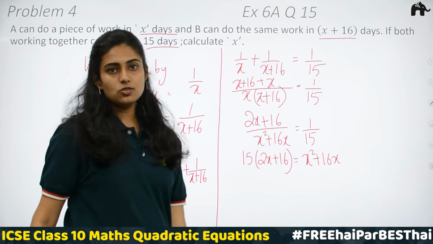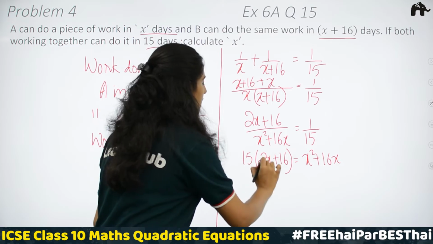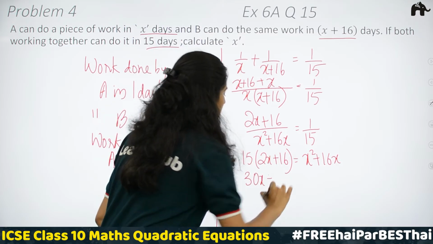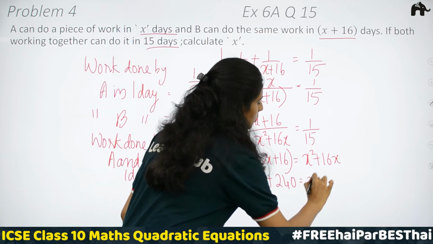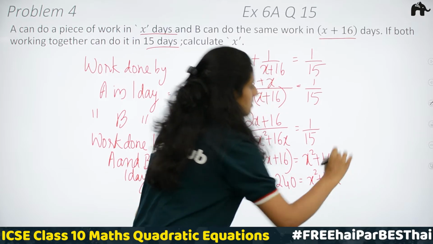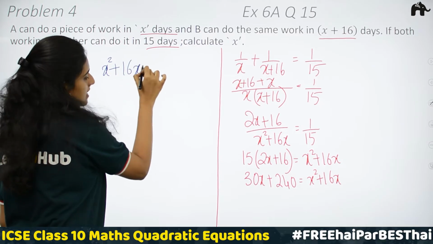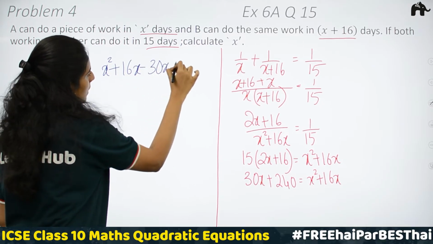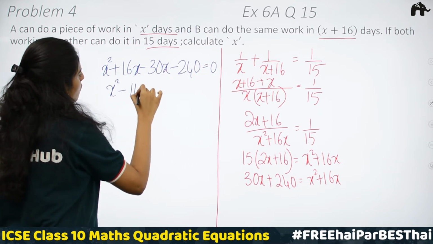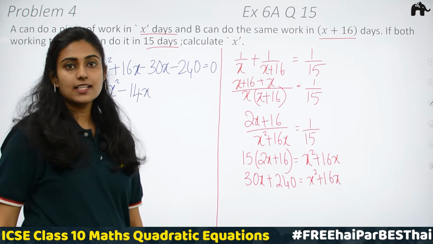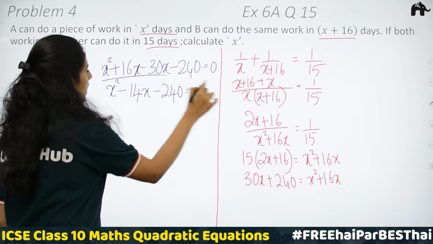We can rearrange this to get the quadratic equation. Before that, we can remove these brackets and multiply. 15 into 2x is 30x plus 15 into 16, 240. That is equal to x square plus 16x. Rearranging this, we get x square plus 16x minus 30x minus 240 is equal to 0. That is x square minus 14x, since 16x minus 30x is minus 14x, minus 240 is equal to 0. This is the required quadratic equation.